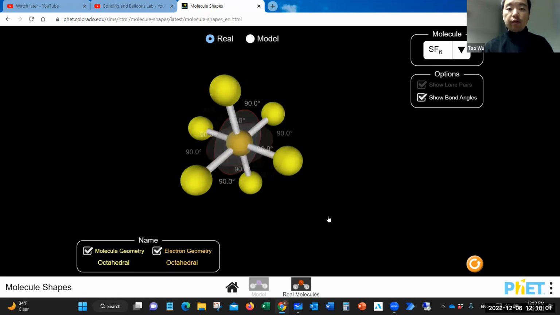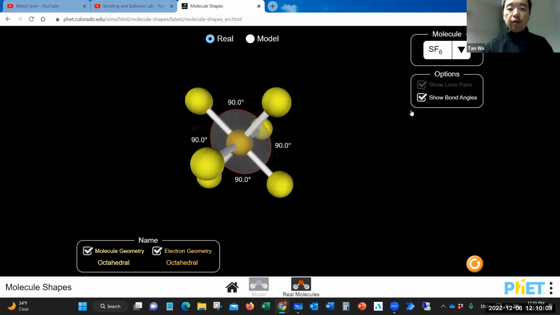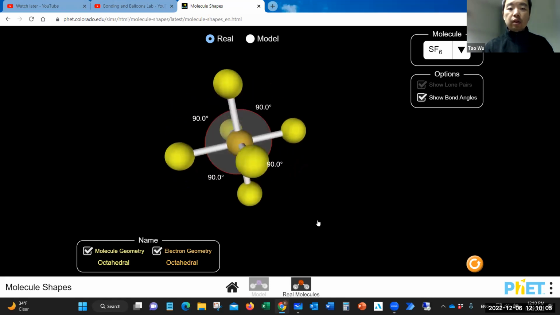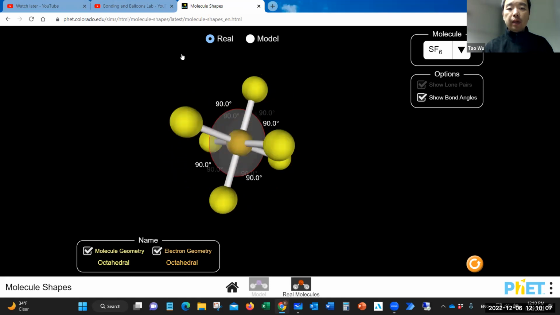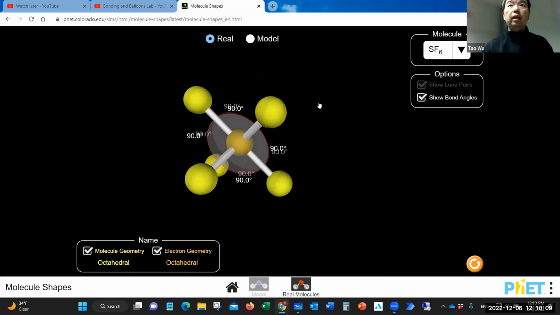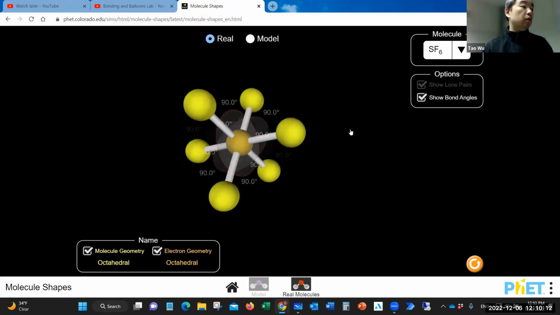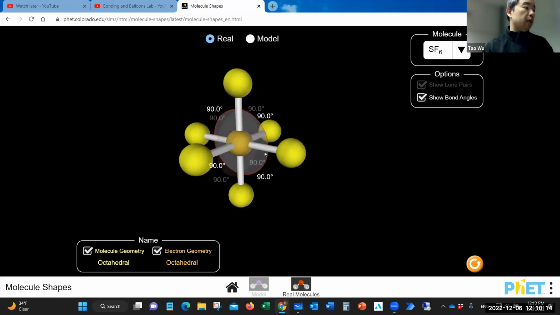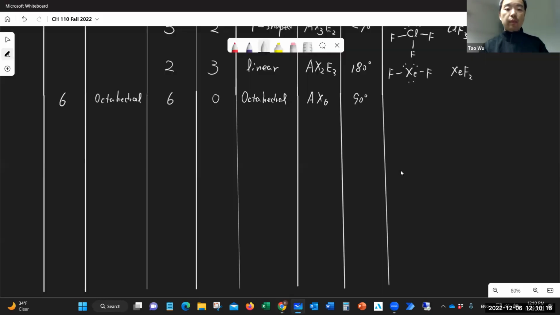One of the examples is SF6. If you see this guy, everything is identical. This whole molecule is identical. It doesn't matter how you rotate it, it's always exactly the same. So the bond angle is just 90 degrees, and the example is SF6. I'm not going to draw the structure.